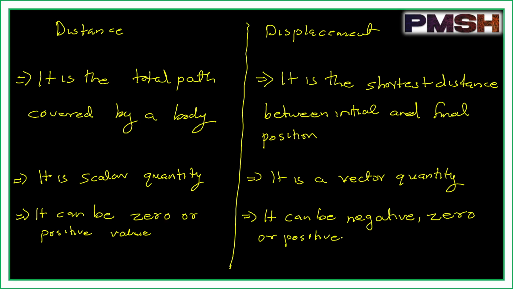Okay, clear. Now what is the SI unit? SI unit is meter. There are many other units like kilometer, centimeter, etc. But the SI unit is meter. Here also the SI unit is meter. Clear? So we said that displacement can be negative, 0 or positive, and distance can be 0 or positive.